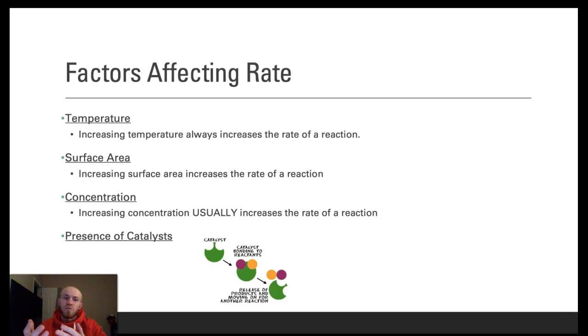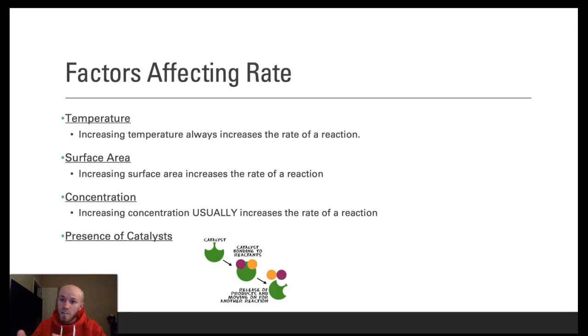Surface area: an increase in surface area increases the rate of a reaction. If you have a bigger surface area, you have more likelihood of colliding. If you're really, really small, you can miss those collisions. With concentration, an increase in concentration usually increases the reaction rate. If you have a higher concentration, again, you have a higher likelihood of colliding, and so a higher likelihood of colliding with the correct conditions in order to produce a reaction.